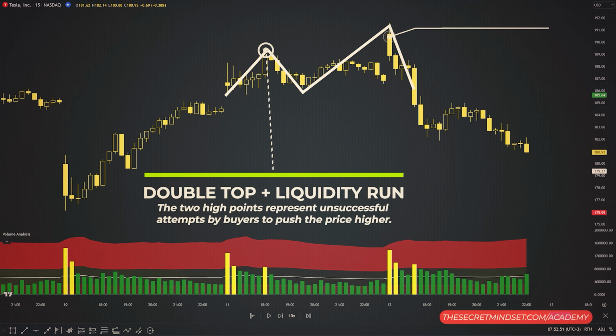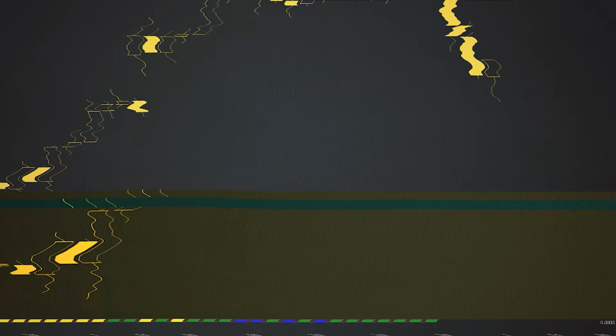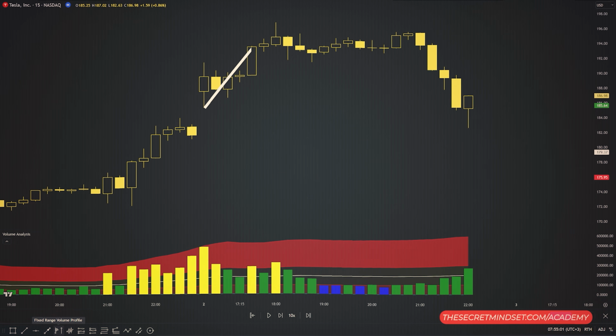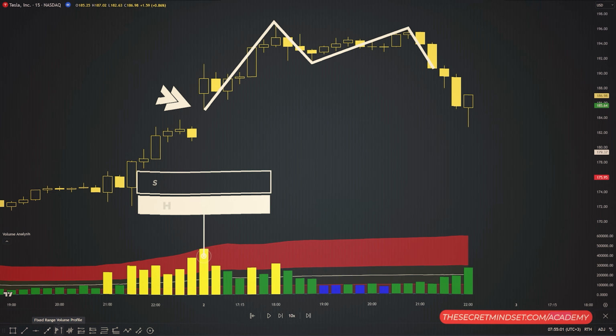Now, I have more confidence to trade this pattern if it includes a liquidity run on the second high point. It's quite common to see the market clearing the double top with a spike, triggering stop losses before moving in the intended direction. During the formation of the first high, volume can provide valuable insights.